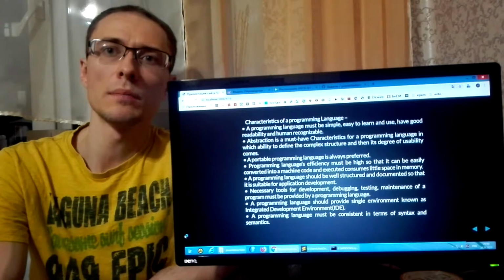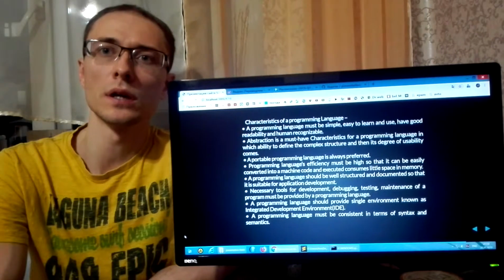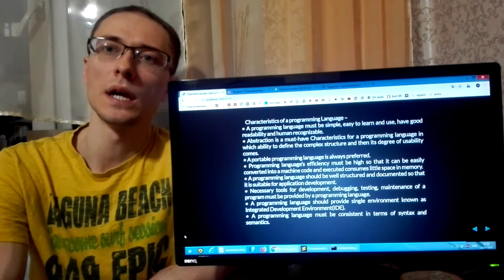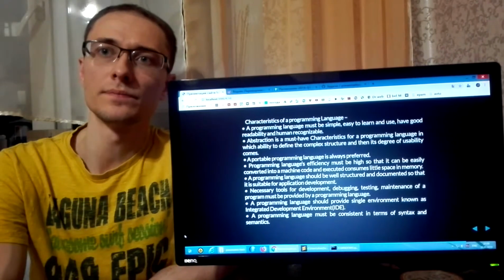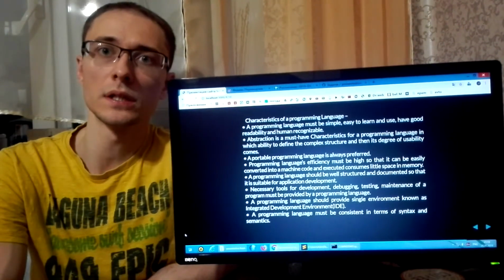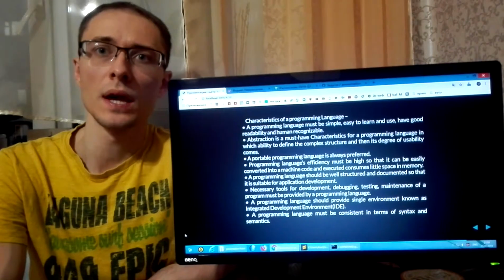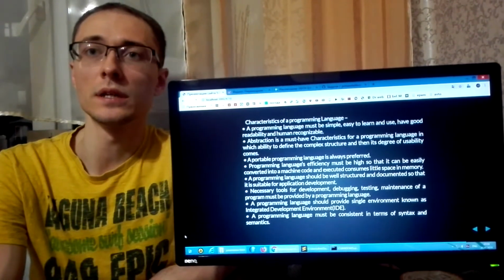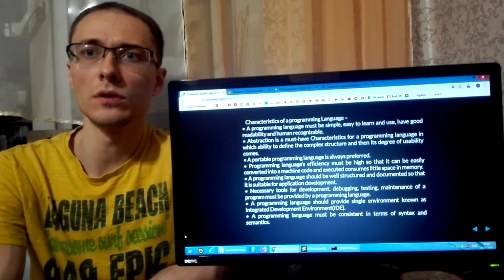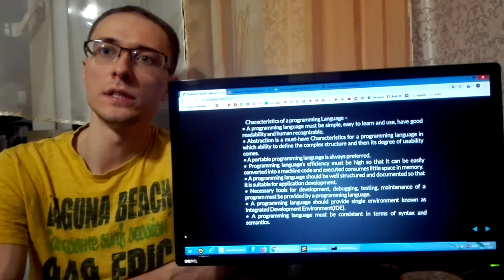A programming language should provide a single environment known as an integrated development environment. A programming language must be consistent in terms of syntax and semantics.